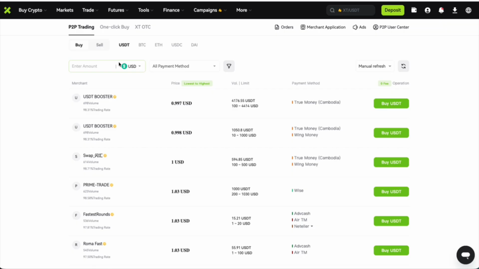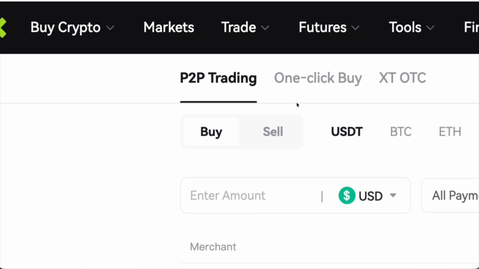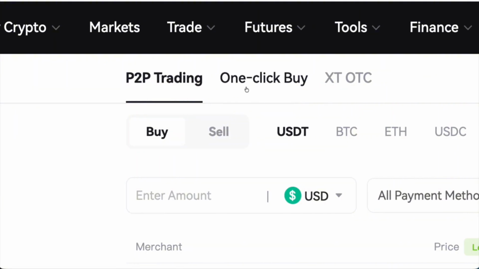So click on that. Now, once we click on the buy sell, it brings us here. And the first thing we have here is the P2P trading. We have the one-click buy, and then we'll have the XT OTC over the counter trading. But we're going to be focusing on the P2P trading.